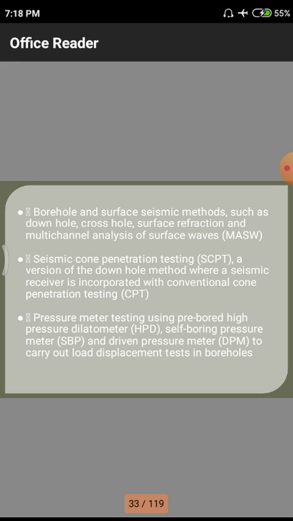Next, we have the seismic cone penetration test. It is a version of the downhole method where a seismic receiver is incorporated with the conventional cone penetration testing method. That means seismic cone penetration testing is one of the methods developed to know the soil data in seismic technologies and others.